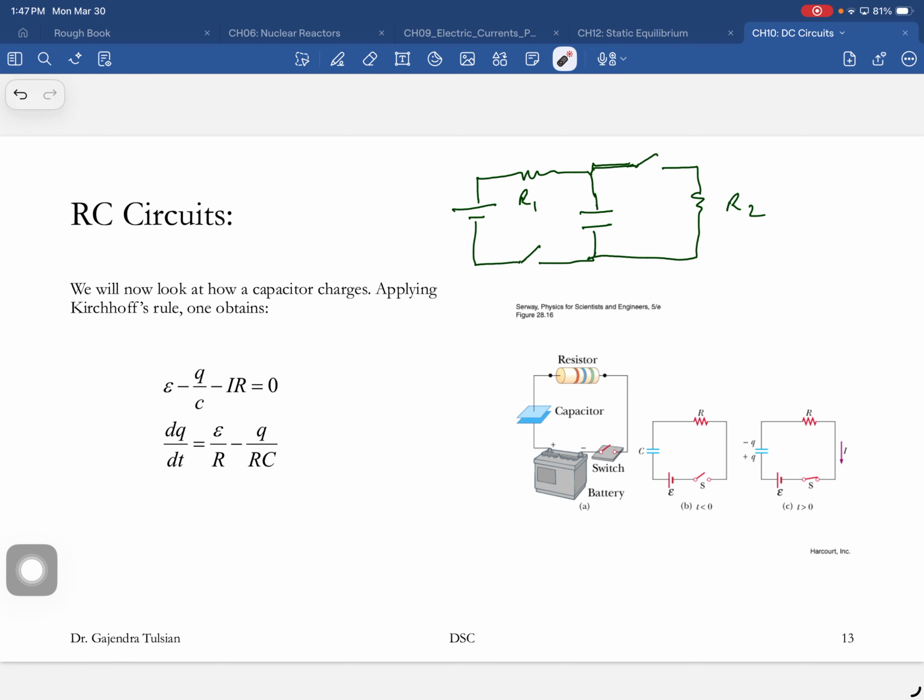And what did you do in the charging part of the circuit? You put charge on the... You transferred energy from here to there. Why did you do that? So that you could release it all at once.